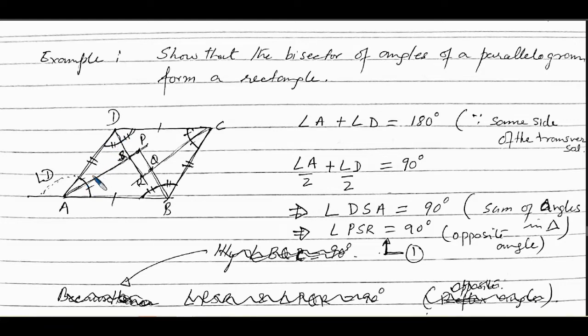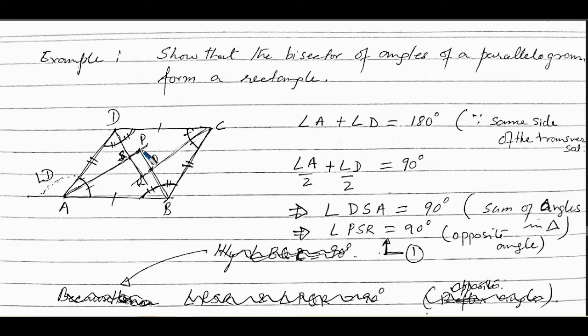Sum of internal angles of a triangle should be 180. So if these two add up to 90, this has to be 90. So this is 90. So the opposite angle is also 90. Similarly here also, these are supplementary angles. This plus this is 180. So half of this and half of this will be 90. So this has to be 90. Sum of internal angles of a triangle is 180. So then the opposite angle is 90.